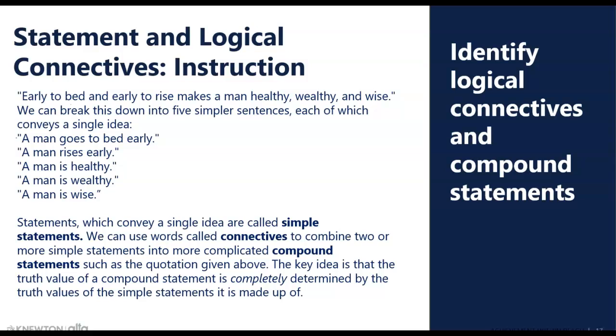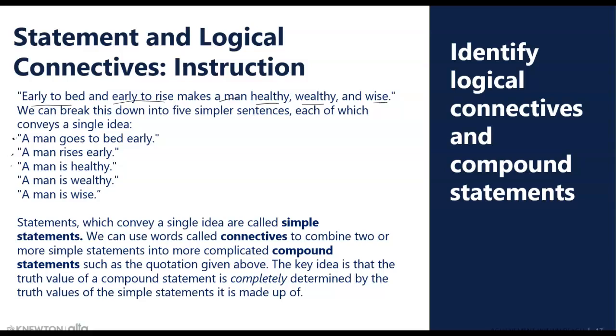So the first idea is a man goes to bed early. The next one is a man rises early. They're talking about a man here, so we get that from the saying: early to bed, early to rise. There are our first 2 statements. Then a man is healthy. When we say healthy, wealthy, and wise, we mean healthy and wealthy and wise. So a man is healthy, a man is wealthy, a man is wise. Those are the 5 statements involved in this single sentence.